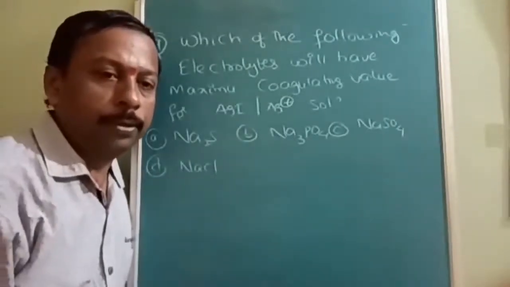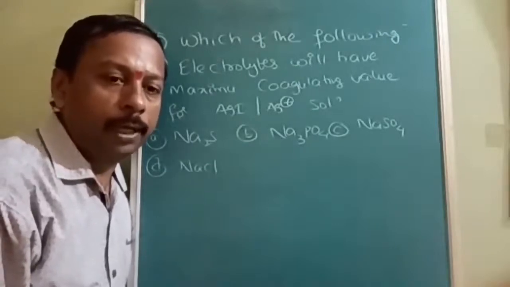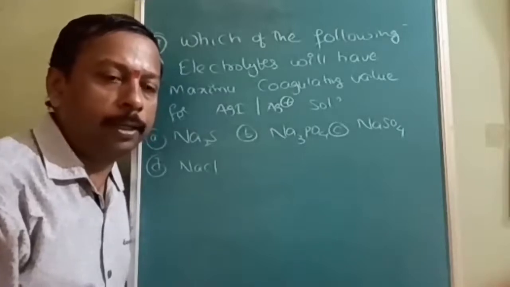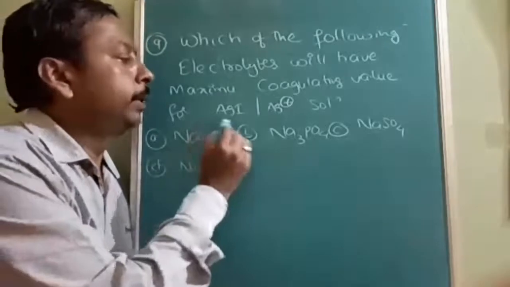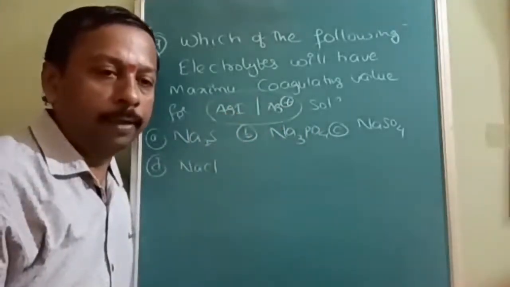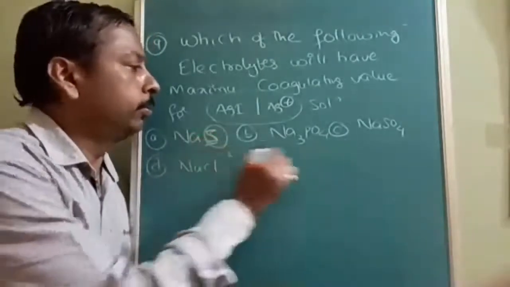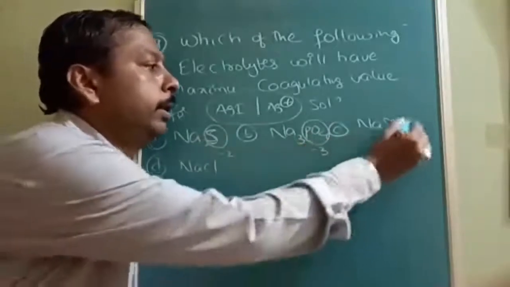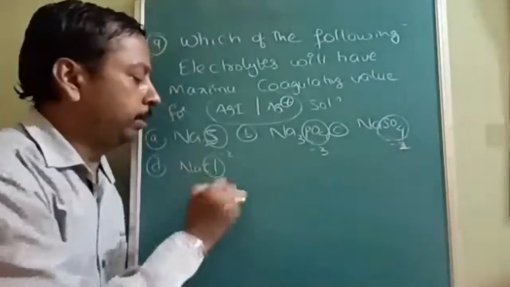Okay, next question is surface chemistry. Which of the following electrolytes will have maximum coagulating value for AgI/Ag+ solution? Okay, so from this we can say it is a positive colloid. For a positive colloid, the effective ion will be the negative ion. Here the negative ion is -2. Here the negative ion is -3. Here the negative ion is -2. And here the negative ion is -1.